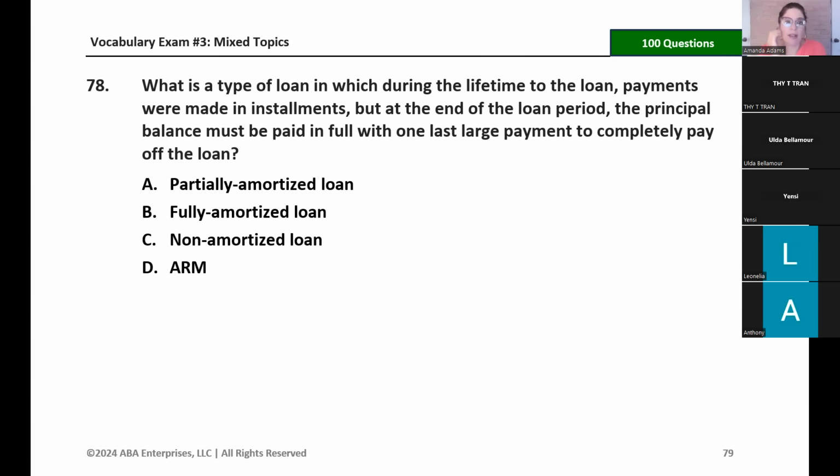So 78, what is the type of loan in which, during the lifetime of the loan, payments are made in installments, but at the end of the loan period, the principal balance must be paid in full with one last large payment to completely pay off the loan? This is a partially amortized loan.